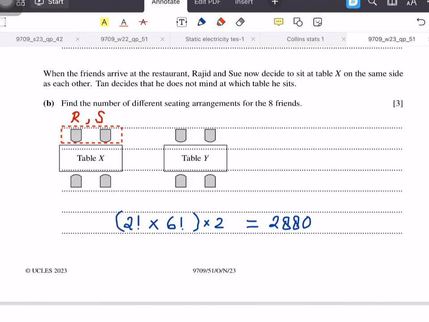When the friends arrive at the restaurant, Rajit and Sue now decide to sit at table X on the same side as each other. Tan decides that he does not mind at which table he sits. B. Find the number of different seating arrangements for the 8 friends. So suppose that Rajit and Sue sit at this side of table X.